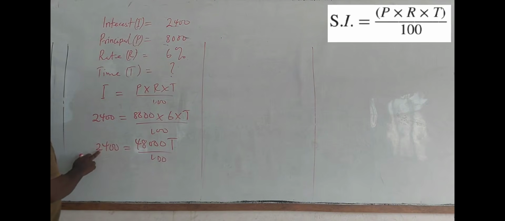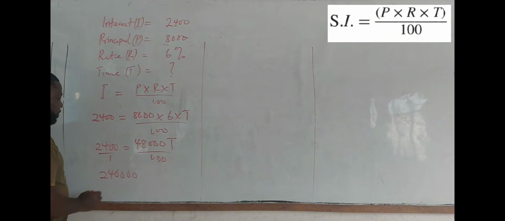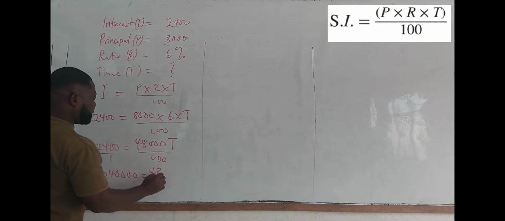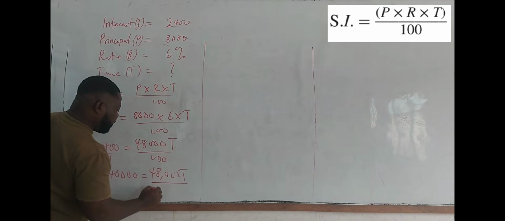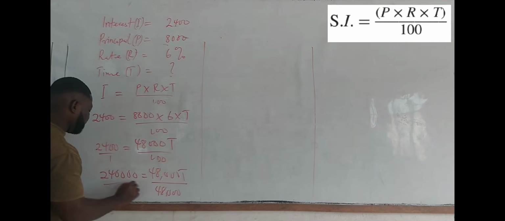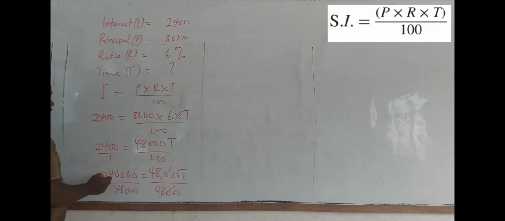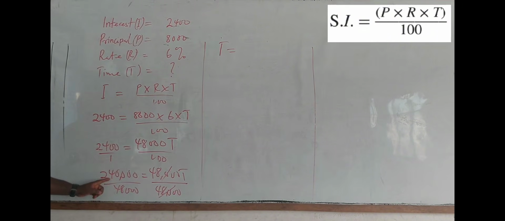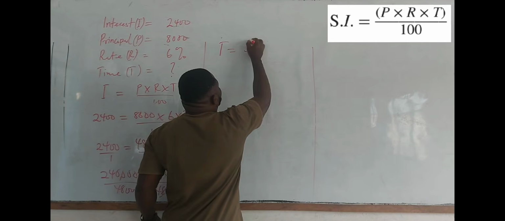So this time around we cross multiply. 100 multiplies the 2,400, so you are going to have 240,000 being equal to 48,000t. So we divide through by 48,000. 48,000 cancels off, and then 240,000 divided by 48,000 gives the t, which is 5, right?